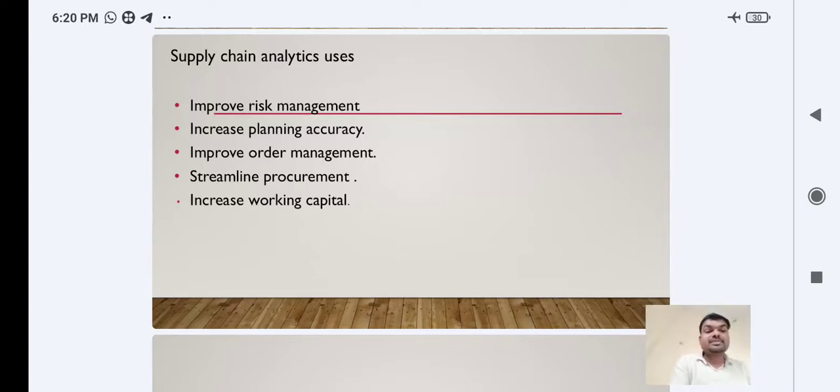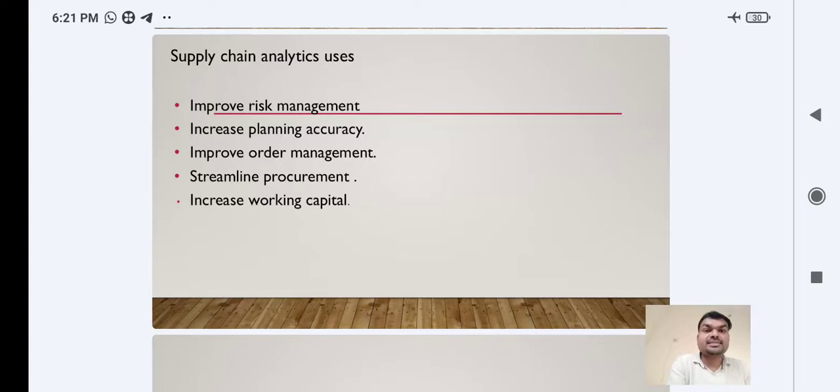Improve risk management means, in supply chain analytics, if there is a problem in manufacturing the product, then what will be the future risk? It will be covered in predictive analytics and descriptive analytics. The actual working condition problems we get from the current condition in descriptive analytics, so overall the risk management will improve.